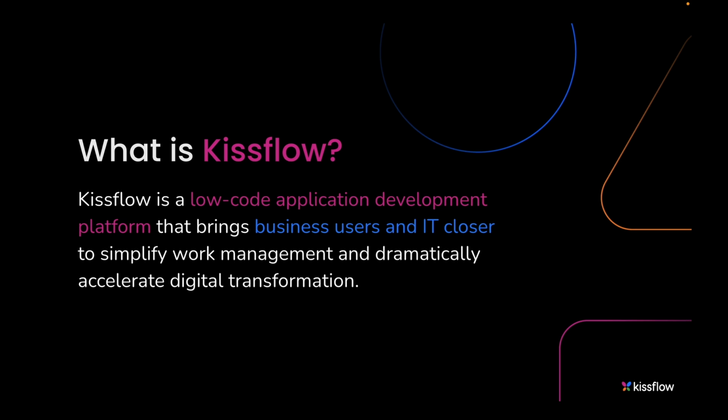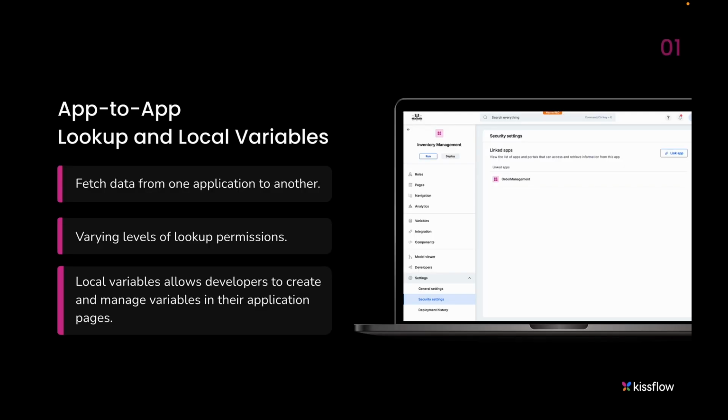All right, now with that, let's get into the product update. Now we have some really cool stuff to work with. If you're a user of apps, you're gonna love this. The first one is the app to app lookup and local variables, right?